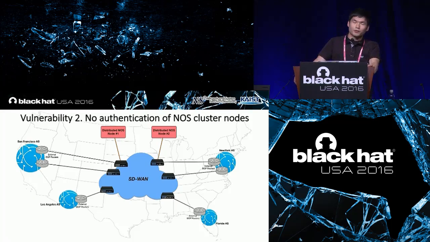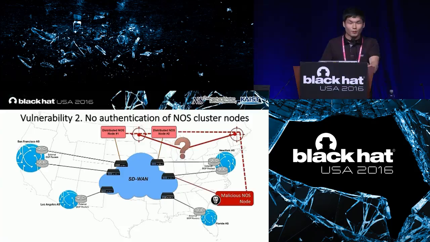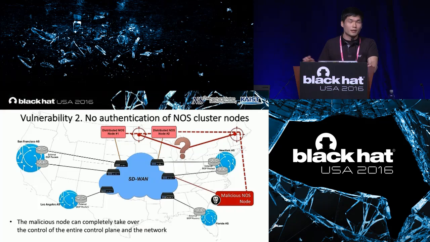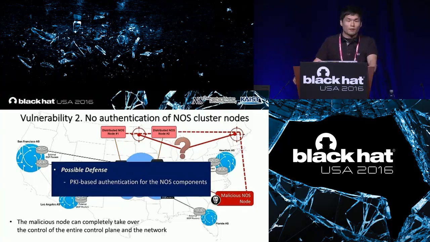The second problem of SDN controllers is that there is no authentication of SDN controller cluster nodes. As demonstrated, we were able to inject an arbitrary ONOS node into the ONOS cluster by simply manipulating the configuration file. This is a serious threat because the arbitrary ONOS node can completely take over the control plane and the network. Obviously, it is okay if the cluster nodes communicate using a dedicated or secure channel, but this could add significant complexity if the cluster nodes are geographically separated, as shown in this software-defined WAN example. To solve this problem, PKI authentication could be one of the possible defenses.